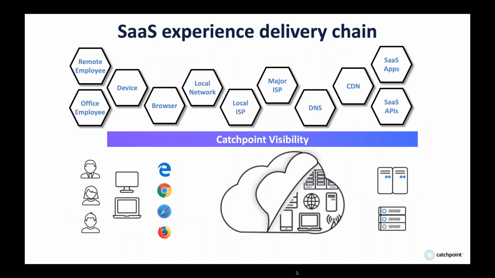So this is the SaaS experience delivery chain. This is the way we look at it ourselves, even at Catchpoint, when it comes to monitoring the SaaS applications that we use. We have multiple offices around the world. We also have remote offices. People use PCs, Macs, iPads, etc. We have different network providers, even in each building. Typically, we have 2 carriers that bring network capabilities into the offices.